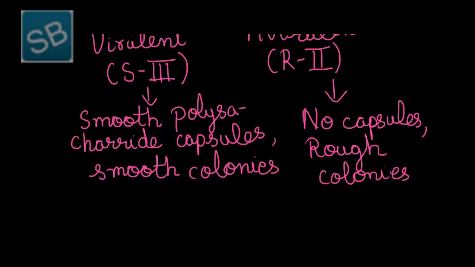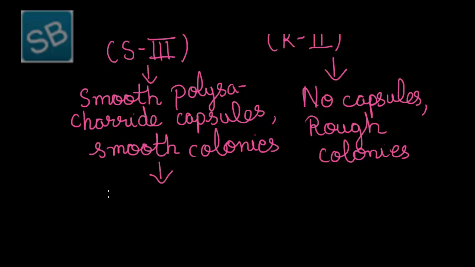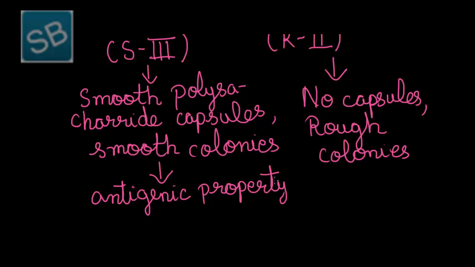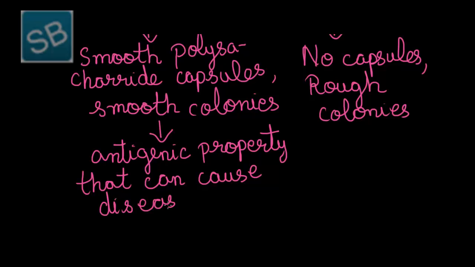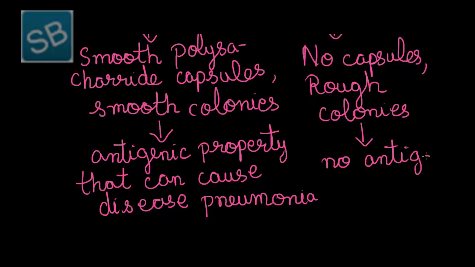However, apart from this, these two strains differ mainly in the virulence property, that is antigenic property. The virulent strain possessed antigenic property, which can cause the disease pneumonia. On the contrary, the avirulent strain did not contain antigenic property, and as a result, it cannot cause any disease.